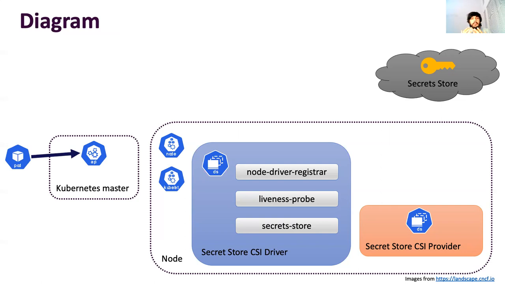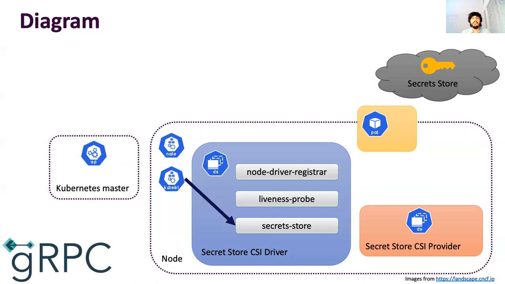So first, when a pod is created through the Kubernetes API, it gets scheduled onto a particular node based on scheduling decisions. The kubelet process on the node looks at the pod spec and sees there is a volume mount request referencing a particular CSI driver. At this point, the kubelet issues an RPC call to the CSI driver provided in the CSI volume.